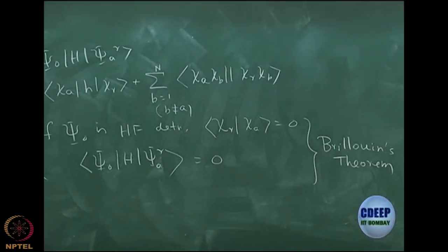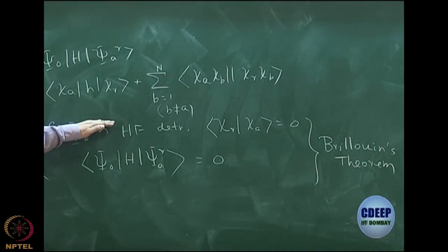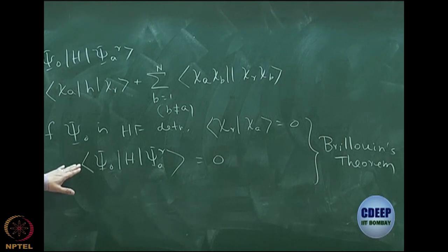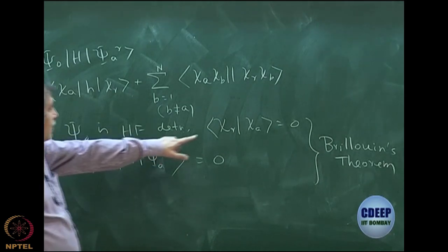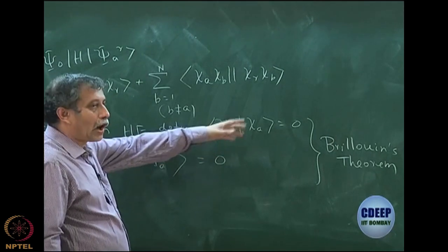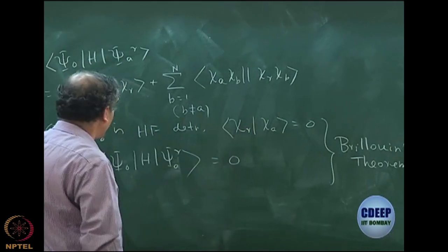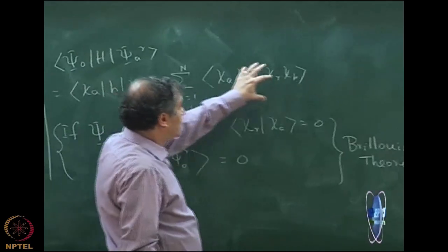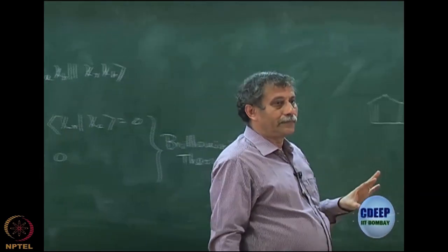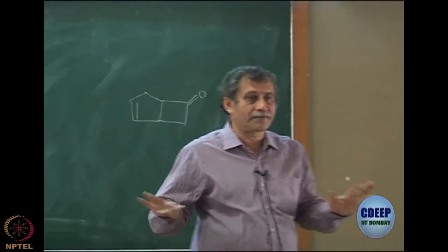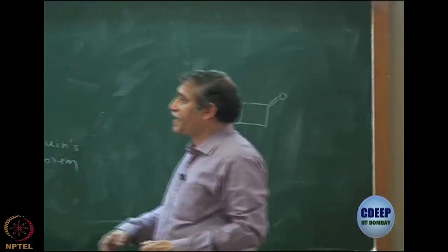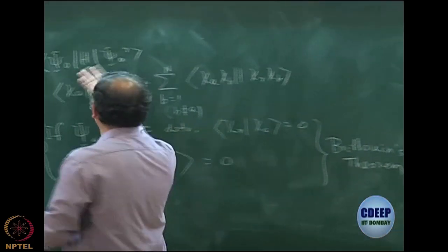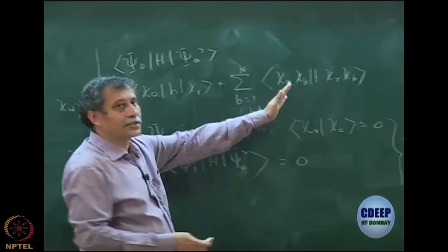Okay. So, this is just the Slater rule. However, if psi 0 is Hartree-Fock and the spin orbital chi r is orthogonal to chi a and all occupied orbitals, then it turns out that this expression becomes equal to 0. So you should first separate this. If I give you any arbitrary determinant and ask you to calculate such, you should always use this, do not write 0.